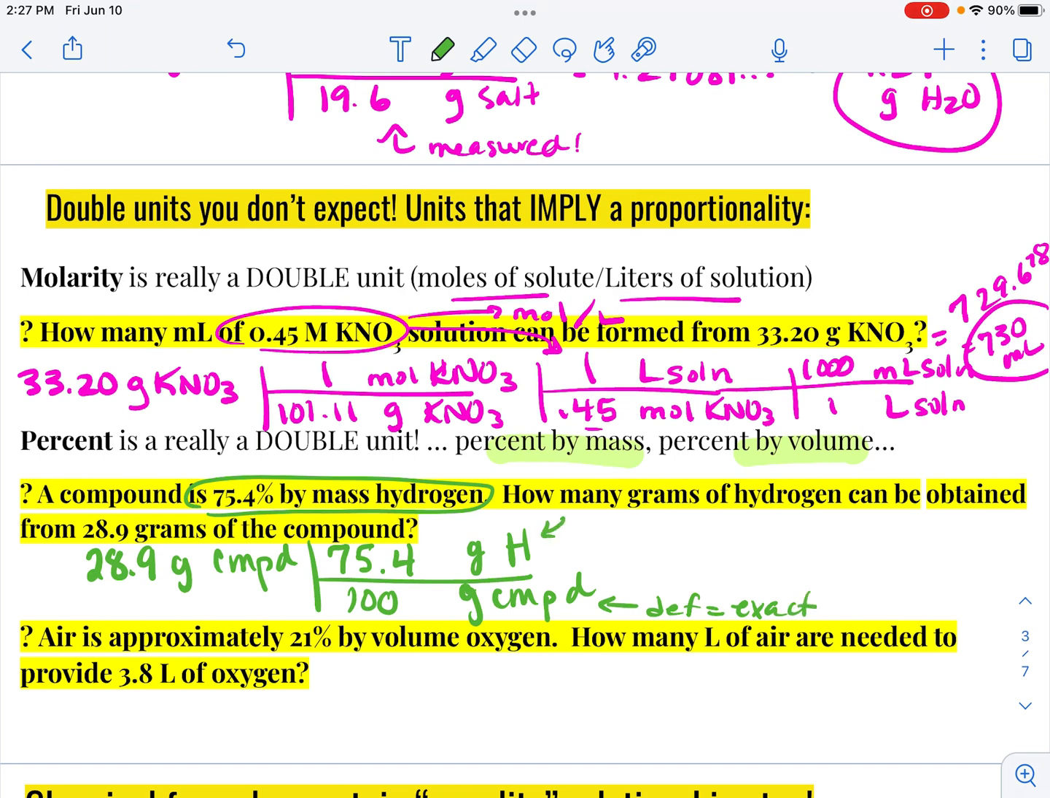But this would be a measured value, so it's going to be our sig fig limiter maybe. I have 3 in my given and 3 in the percent, so I'm going to keep 3. It came out to 21.7906, but that would make it 21.8 grams of H. And then we can do the same thing by volume.